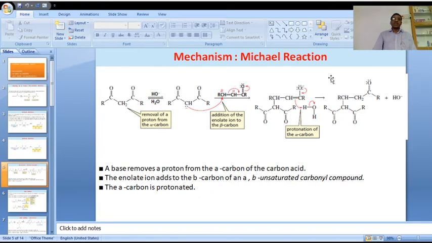The enolate ion adds to the beta carbon of an alpha beta unsaturated carbonyl compound. This alpha carbon is protonated in the presence of a water molecule, forming the hydroxyl functional group. The major product is the Michael addition product. Is it clear, all of you? Clear? Okay.